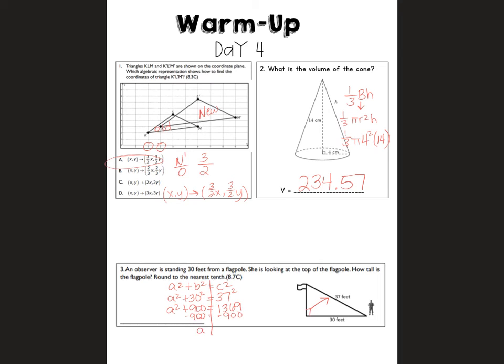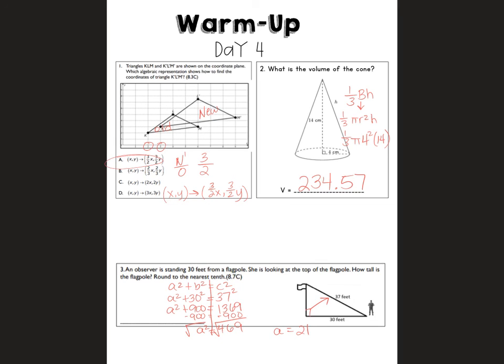That gives me a squared is equal to 469. And then the next thing I'm going to do is square root. I don't know if you remember us talking about the opposite of something squared is the square root, and what you do to one side, you're going to do to the other.